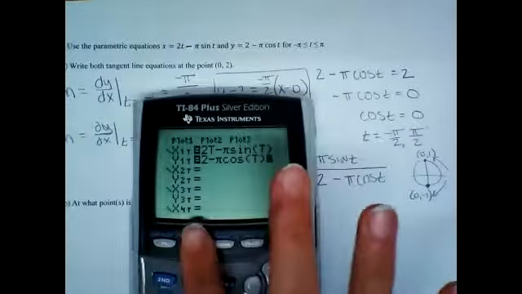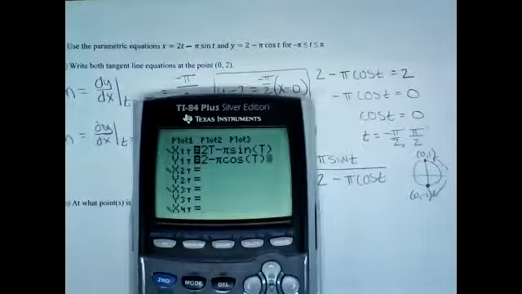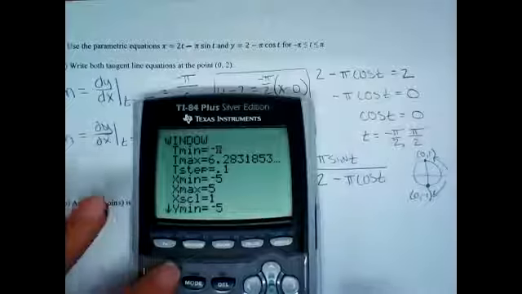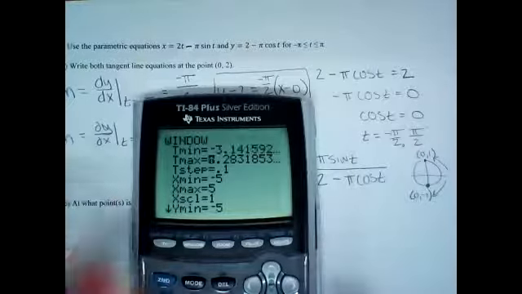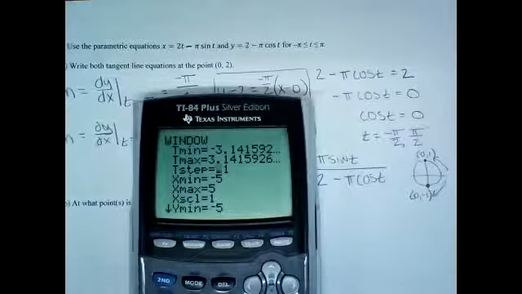All right, I'm not hearing the tapping anymore. Okay, so go to window and we want t to be negative pi to positive pi. Leave that as 0.1, and then I just always leave it -5 to 5. That should be good enough. If it's not, then we can always adjust. You know, like the window is just something you need to mess with until you can see the whole thing.